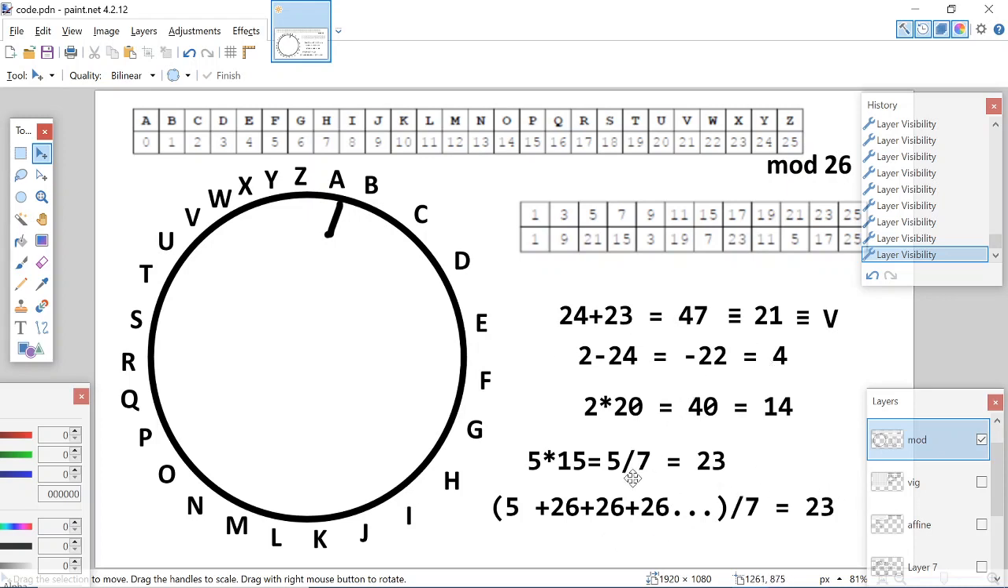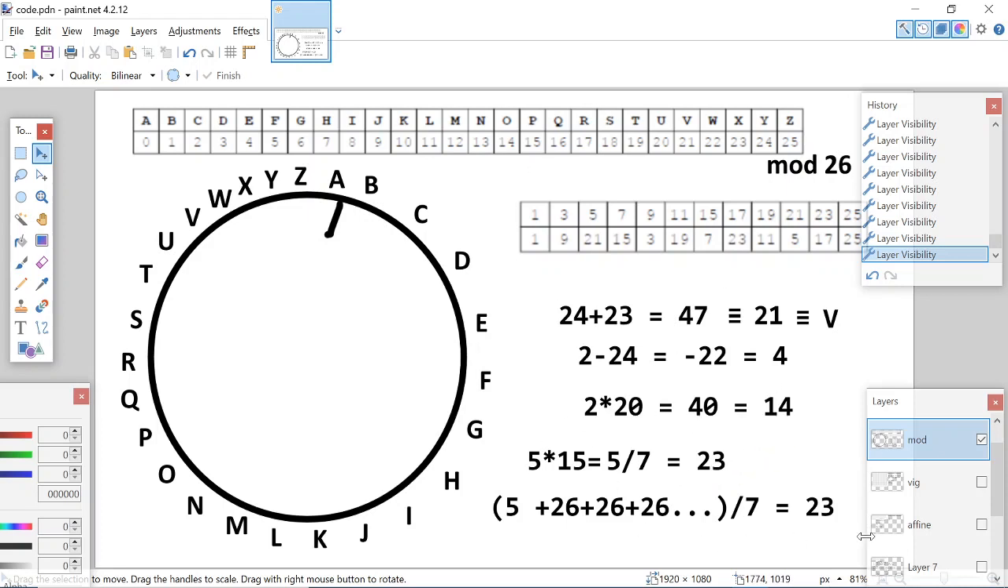And again, the reason this works is that if I take 5 and add a bunch of 26s to it, and then divide by 7, 5 plus any number of 26s is still 5 in the modular system. But when I divide it by 7, I will now get 23 instead of 5 sevenths. So there's some mathematical proof that led to realizing that in the modular system, instead of dividing by 7, I instead multiply by 15, or instead of dividing by 3, I multiply by 9. So that's the quick basics of the division system.